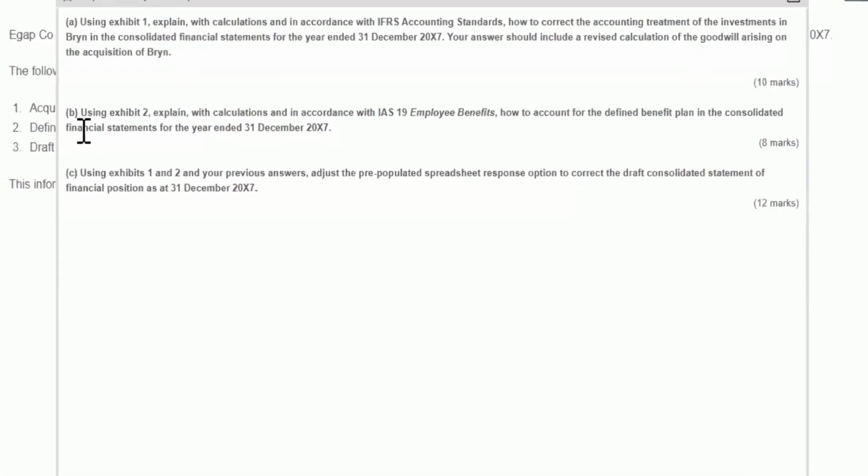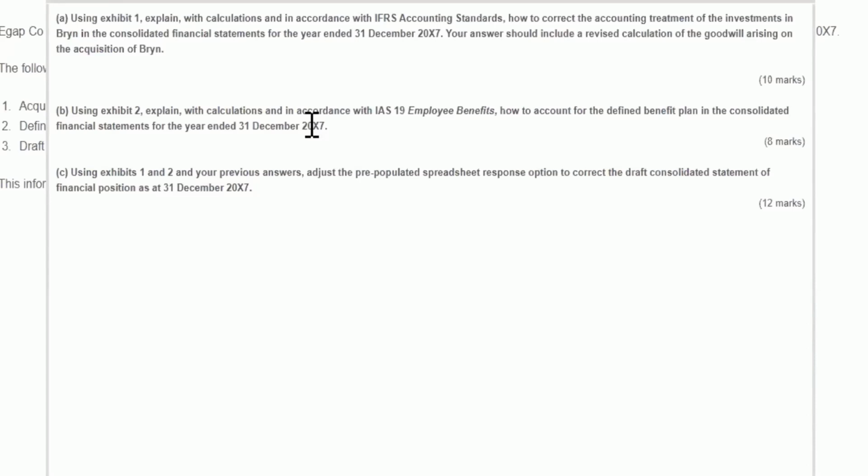Let's now look at 2. It says using Exhibit 2, explain with calculations in accordance with employee benefits how to account for the defined benefit plan. So we need to explain how to account for the defined benefit plan, do some calculations, and then put the adjustments through to get those marks in part C. So hopefully everybody's a bit clearer on that.